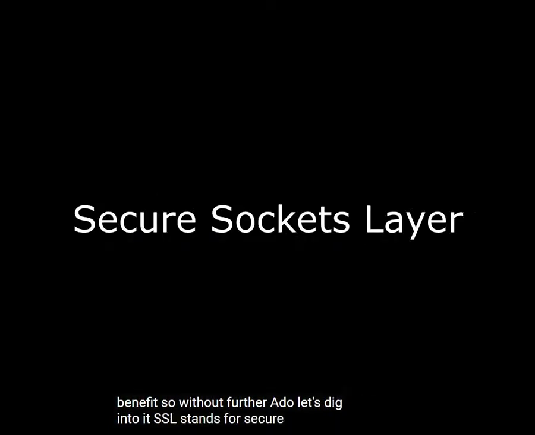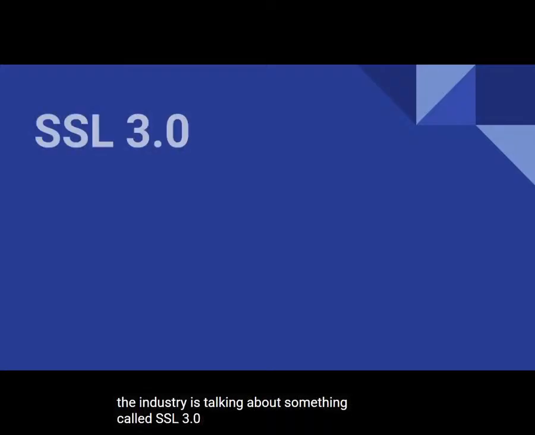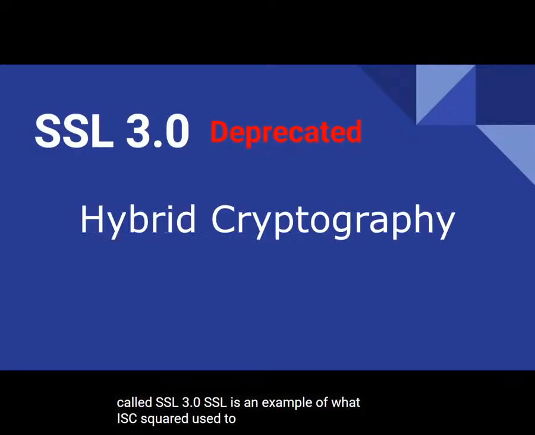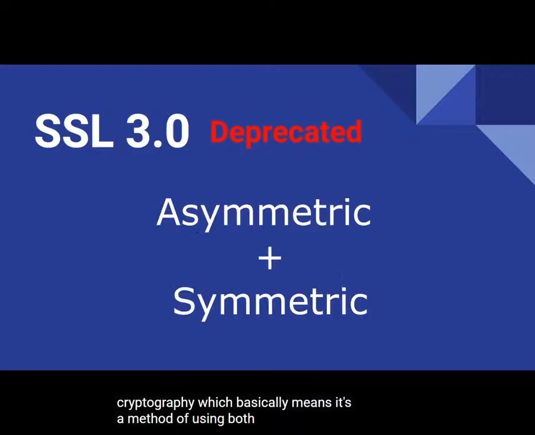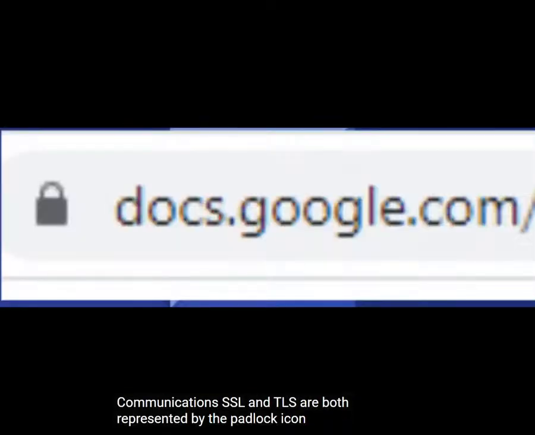SSL stands for Secure Sockets Layer, and TLS stands for Transport Layer Security. Typically, when referring to SSL, the industry is talking about something called SSL 3.0. SSL is an example of what ISC squared used to call hybrid cryptography, which basically means it's a method of using both asymmetric and symmetric cryptography to send secure communications. SSL and TLS are both represented by the padlock icon in your browser when you visit a website.